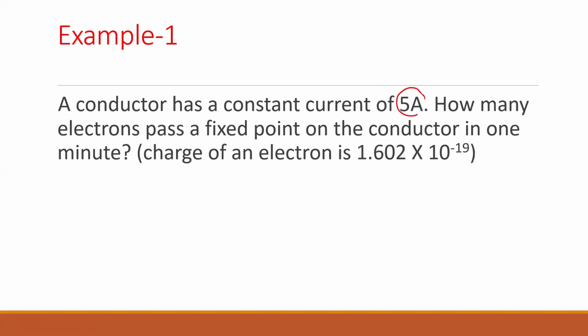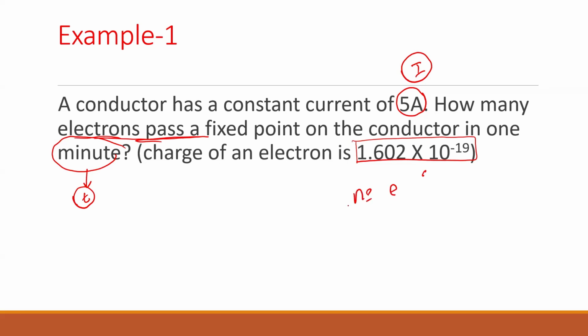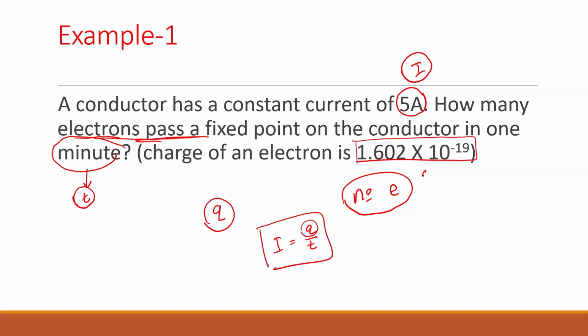We have a 5 amp current, and they are asking us to find how many electrons are passing in 1 minute. Time is given, current is given, and they have given the charge of 1 electron as well. They are asking for the number of electrons. If you haven't understood the question, will you be able to find at least the total charge? We know current is equal to Q over T. If you find the Q, will you be able to tell me the Q, please?